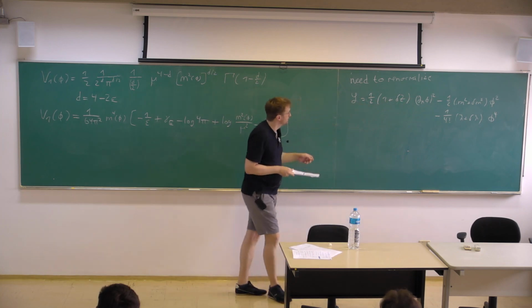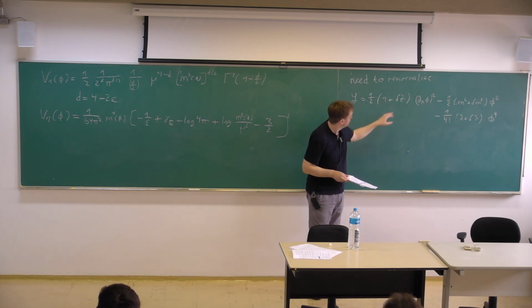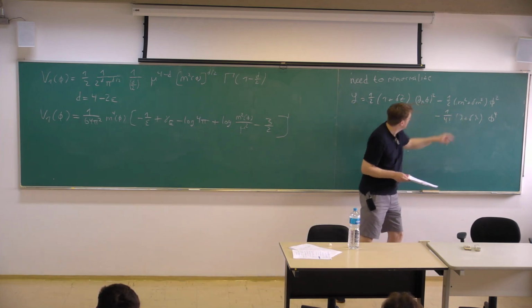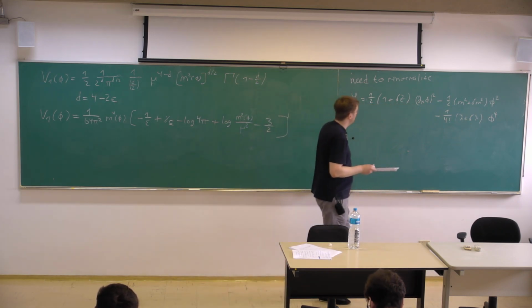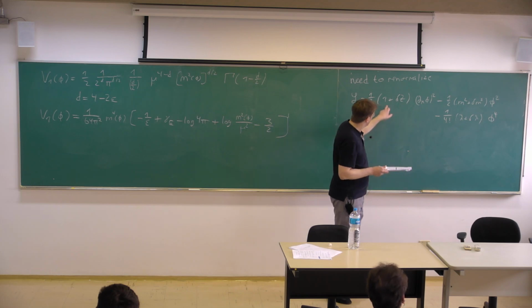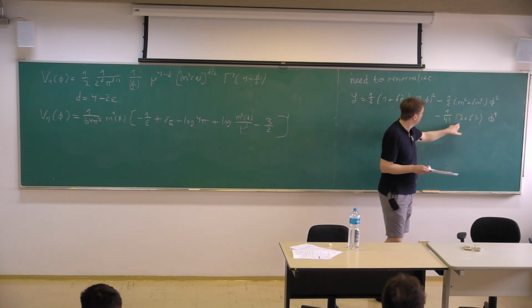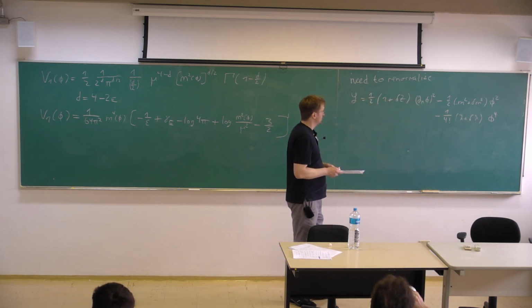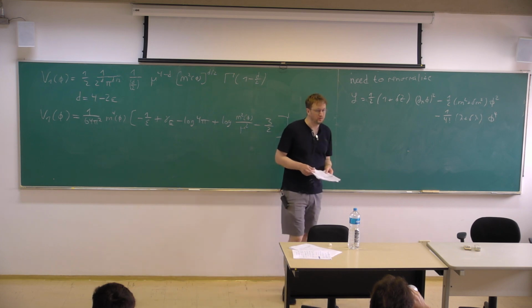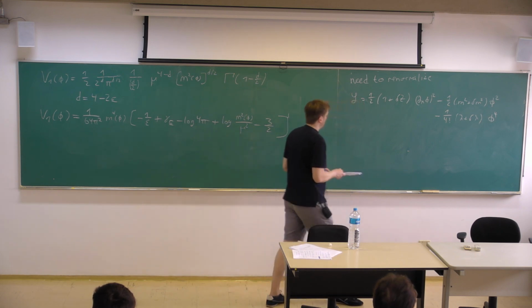Okay, so I just rewrite the coefficients of my terms in the Lagrangian in terms of some renormalized quantities and some counter terms. And then you just adjust the counter terms in a way to absorb this infinity.